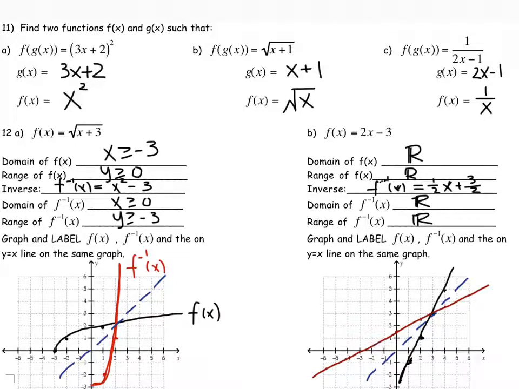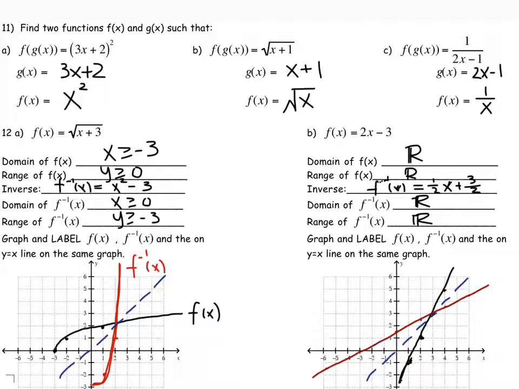So for letter A, I have g of x equals 3x plus 2, f of x equals x squared. Letter B, g of x equals x plus 1, f of x equals square root of x. Letter C, g of x equals 2x minus 1, f of x equals 1 over x.